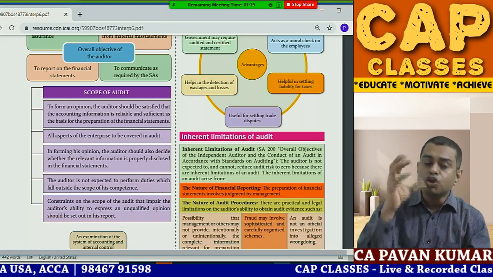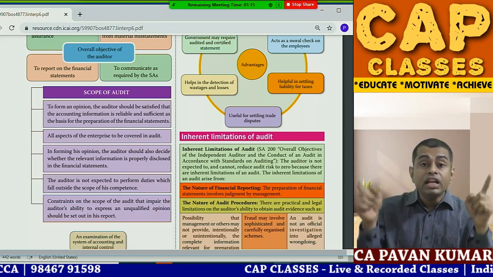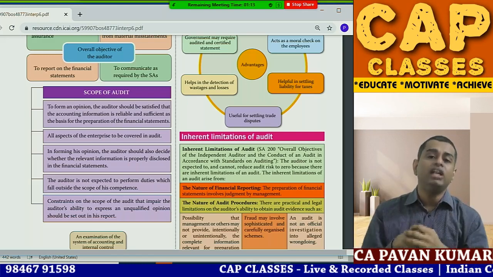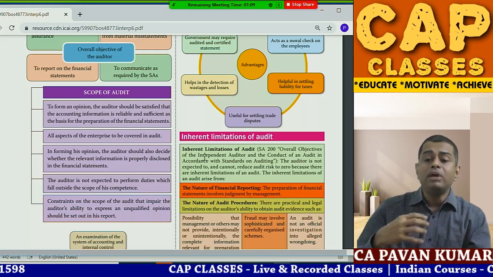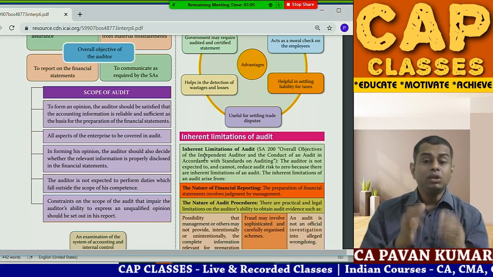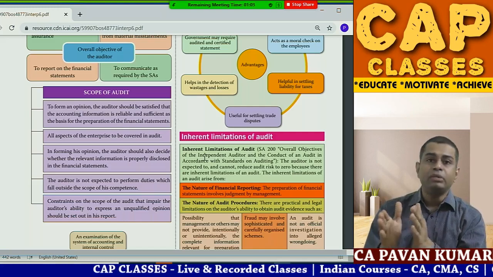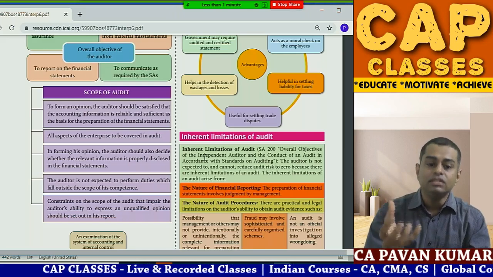Now, what is the scope of the audit? Scope of the audit refers to what are various aspects to be covered in an audit, what are various things I need to verify, what are my expected duties, what am I expected to perform. So the works to be done, the areas to be covered and the items to be verified, in simple terms, is the scope of the audit.